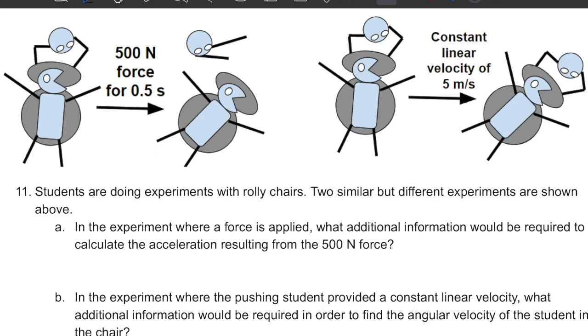All right, now we're spinning a rolly chair again, 500 newtons of force for 5 seconds. In the experiment where the force is applied, what additional information would be required to calculate the acceleration resulting from the 500 newton force? This is an angular acceleration because they're spinning, and we know that torque equals I alpha, so torque equals rotational inertia times alpha. If we divide rotational inertia to the other side, alpha is equal to torque over rotational inertia. If torque is force times radius, our acceleration is force times radius divided by rotational inertia.